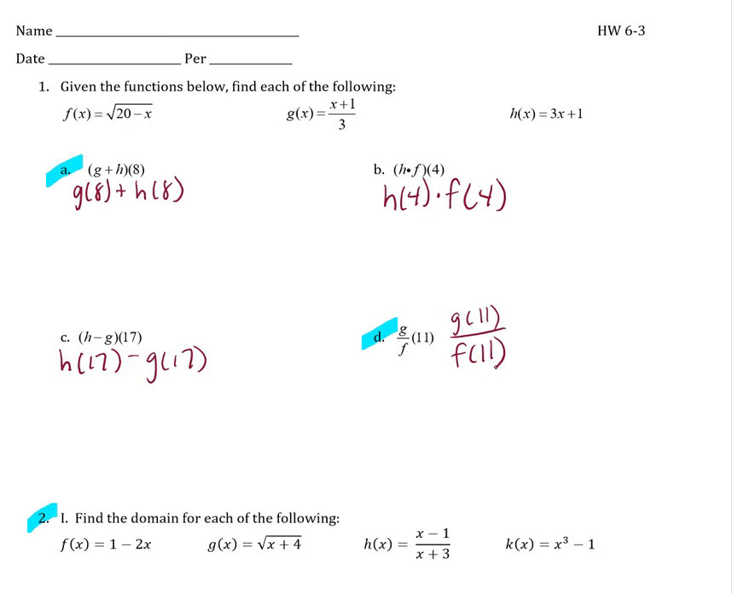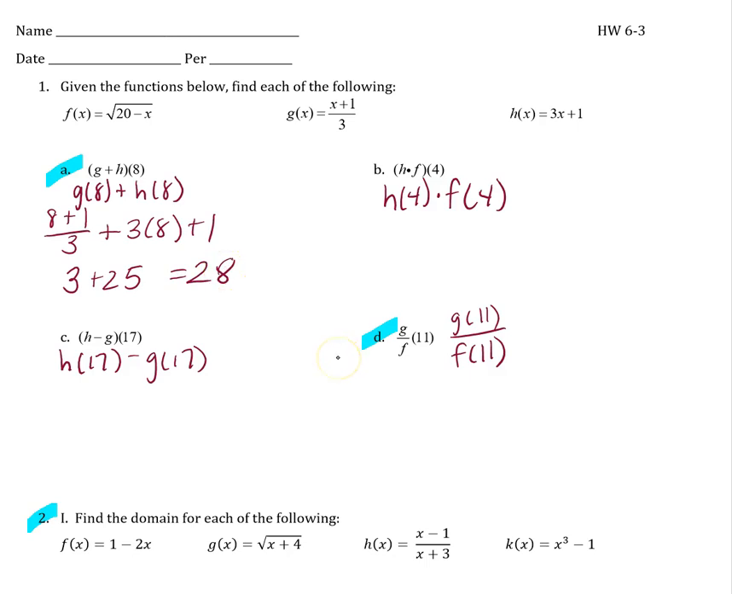So by rewriting it like this, you guys know how to evaluate each function separately at a certain point. Then you just combine them. So like for the first one, if I'm looking at g of 8, I'm going to look at my g function and say this is 8 plus 1 over 3. So 9 divided by 3 is 3. Plus my h function, I have 3 times 8 plus 1. So that's 24 plus 1, which is 25. So my answer is 28.